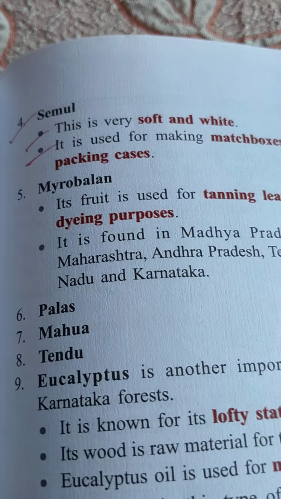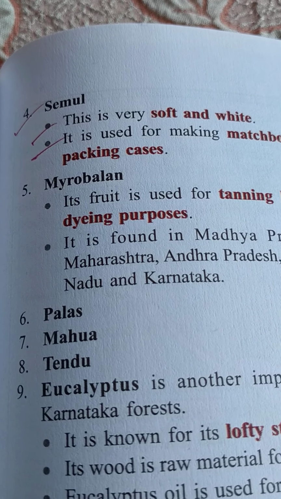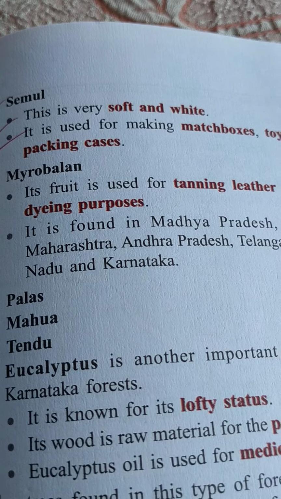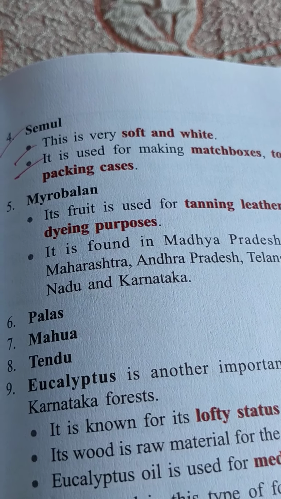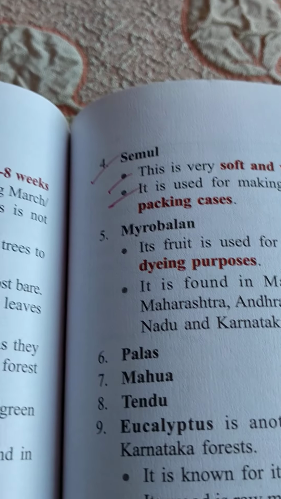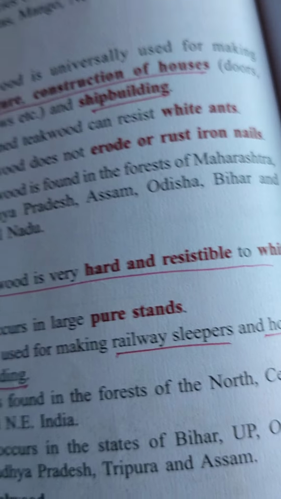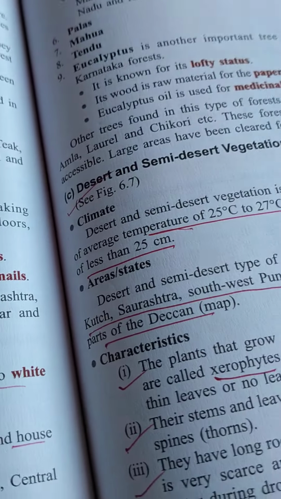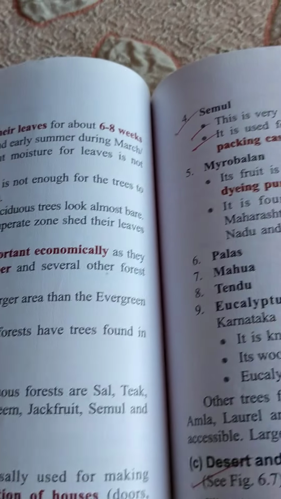इसके अलावा जो मेन और ट्री है उसमें सेमुल का ट्री हम लोग बोल सकते हैं। सेमुल का ट्री बहुत ही सॉफ्ट होता है, वाइट होता है। इट इज़ यूज फॉर मेकिंग मैच बॉक्सेज बनाने में, टॉय बनाने में, पैकिंग केसेज बनाने में इसका यूज़ किया जाता है। सो 4 आर द मोस्ट इम्पोर्टेंट ट्रीज व्हाट वी हैव सीन इन द deciduous forest, and they were teak, shal, sandalwood and shemul. These 4 were the important trees.